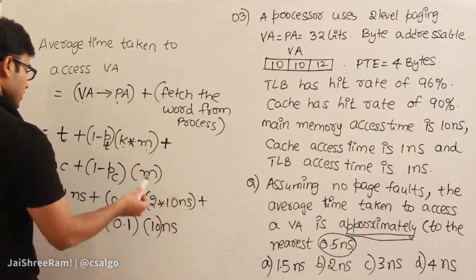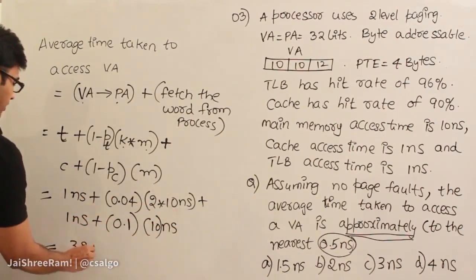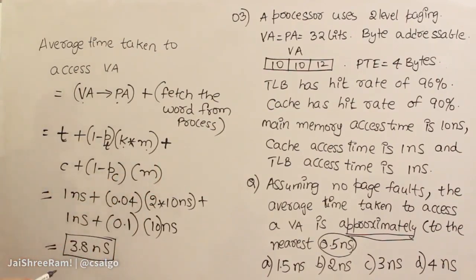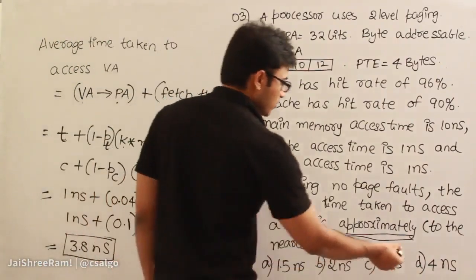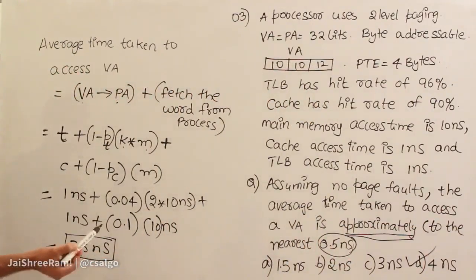And now if you solve all this, you will get 3.8 nanoseconds as the answer, right? And now they are asking which option is the closest approximately, closer by 0.5. So obviously the answer closest to this is 4 nanoseconds. I don't know why they didn't give 3.8 and why they are asking for a close approximation. Anyway, 3.8 is the exact answer and the approximate option is 4 nanoseconds. They are asking about the approximate answer. Got it?